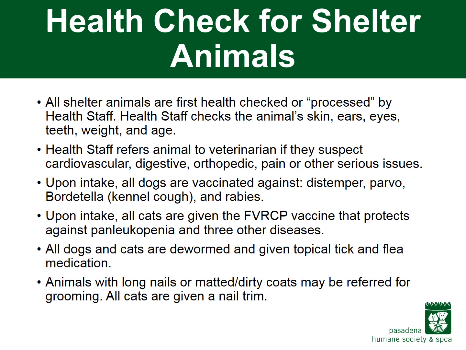And the shelter veterinarian will take a look at them. Upon intake, all the dogs are vaccinated against distemper, parvo, bordetella, which is kennel cough, and rabies. And upon intake, all cats are given the FVRCP vaccine, and that protects against panleukopenia and 3 other diseases. All dogs and cats are dewormed, and they're given a topical flea and tick medication. When an animal comes in with long nails or a matted and dirty coat, they might get a nice grooming from our volunteer groomer. And all cats are given a nail trim.